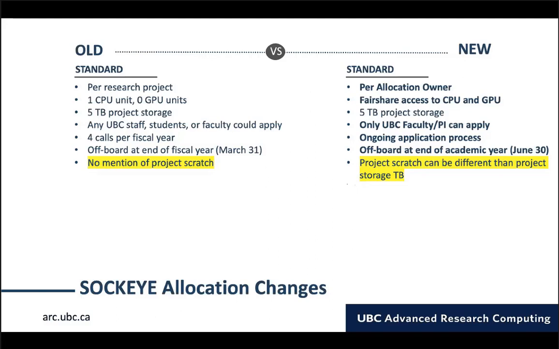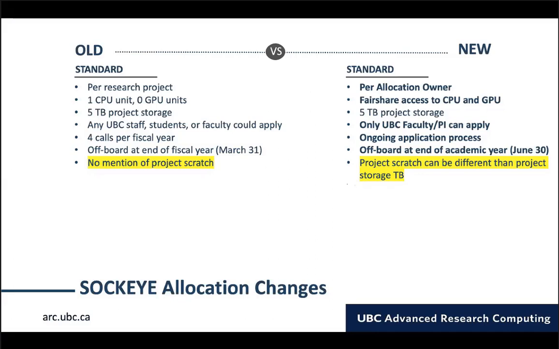Now it is per allocation owner. So a faculty member or a PI can only hold one allocation at a time, and then on that allocation, you can add users to share it. But we are no longer allowing multiple allocations for faculty members. Allocations are by faculty member: one allocation per faculty member.